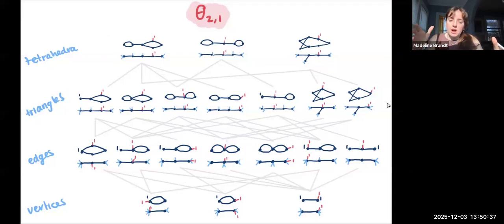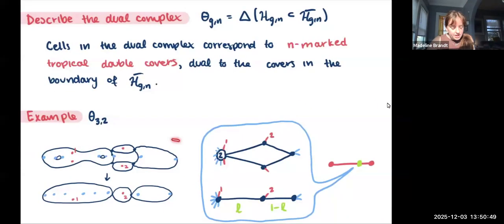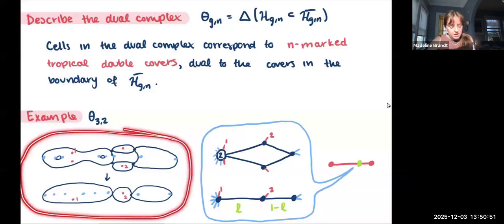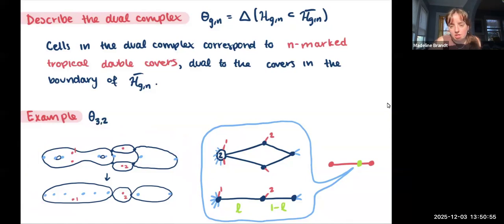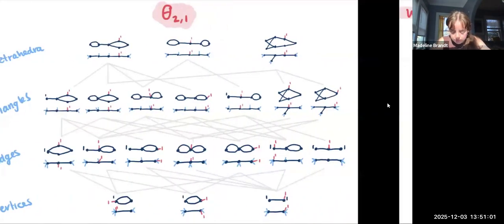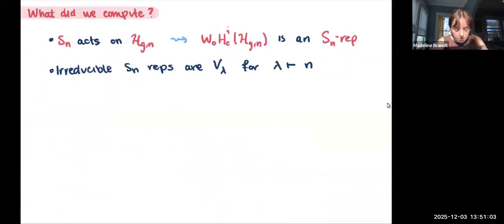And these are dual to the types of curves that appear in the boundary of our compactification of HGN. So this was something that would have appeared sitting in the boundary of the compactification of HGN, and this is the corresponding tropical double cover.